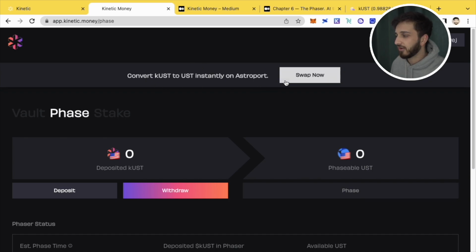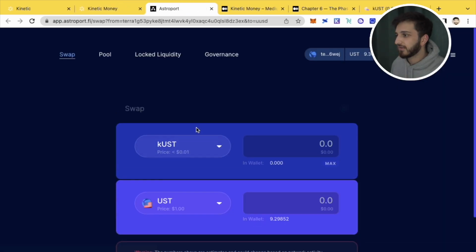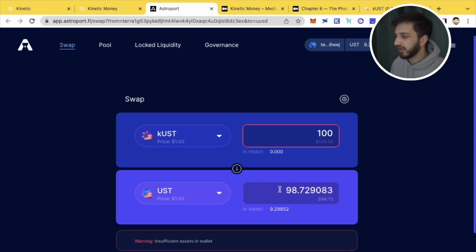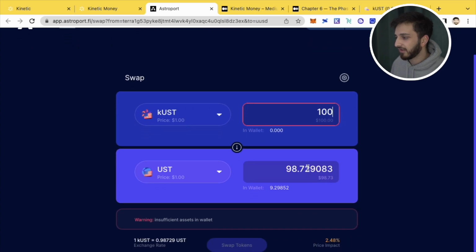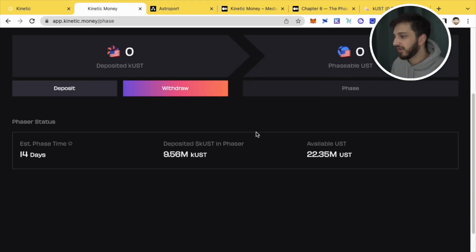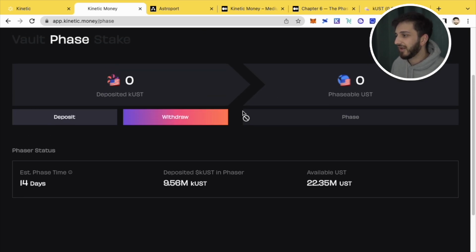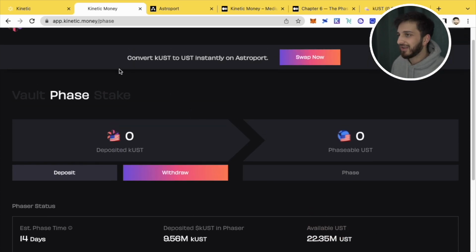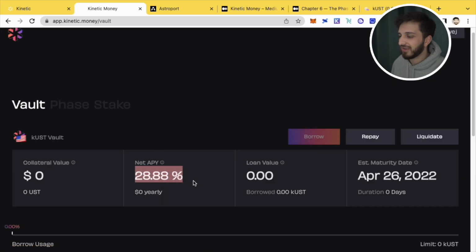Otherwise, what you can do is go directly onto Astroport, and this button takes you right there, and you can sell directly. So if you had 100, look, here you go, you're making a 1.3% loss by converting KUST into UST. However, you can just go to the phaser and get your one-to-one here, and by buying KUST, that should increase the price, and in theory that should help to maintain the peg. But the downside is that obviously that drains the funds coming out of the phaser, and that means that the actual vault APY is going to go down from 28%. It's probably going to go down further.